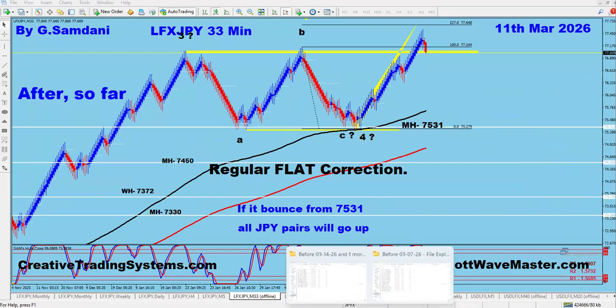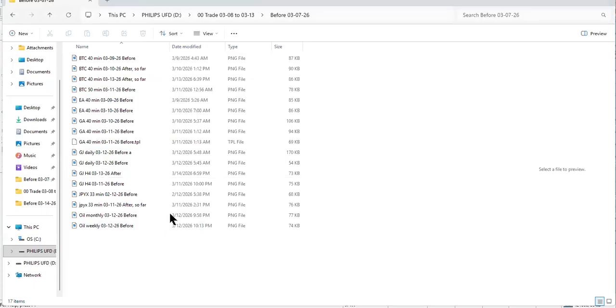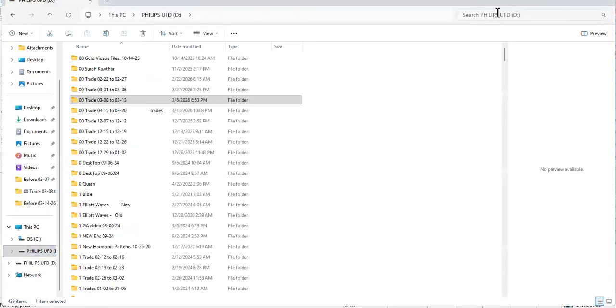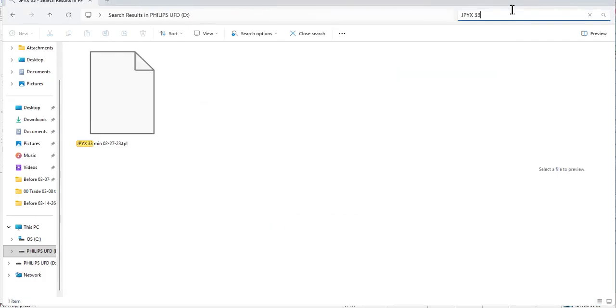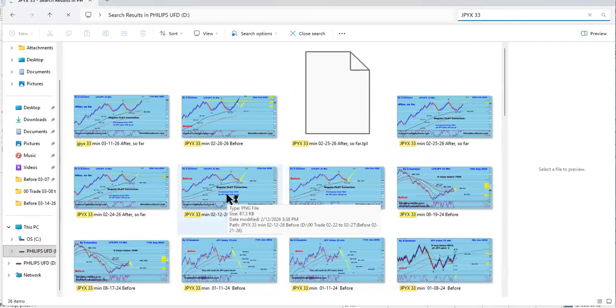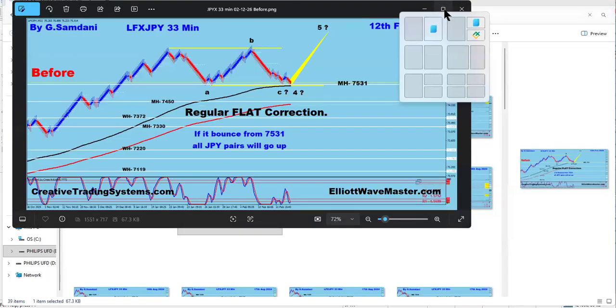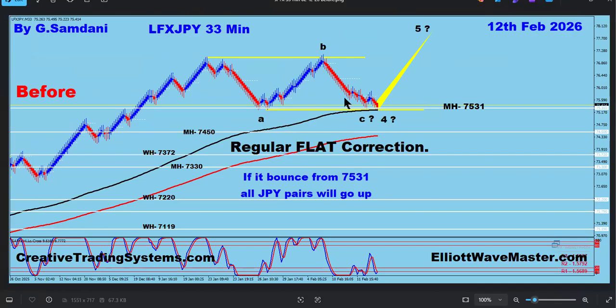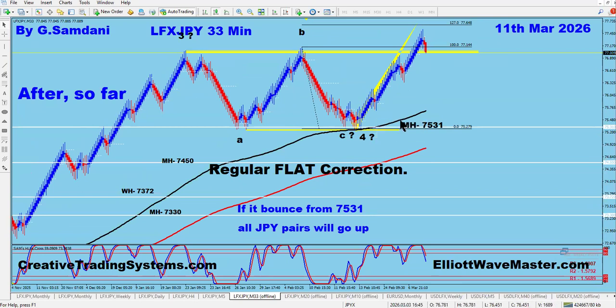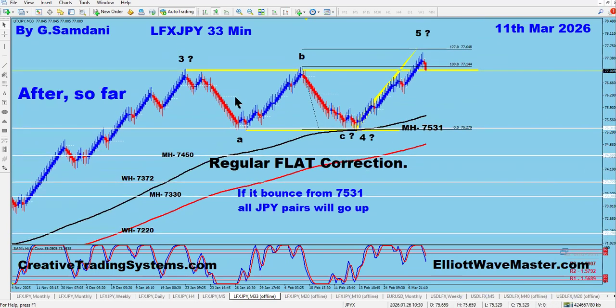Let me quickly open it for you if you have forgotten. Some of you are new here. So this was a chart I made, let's say, February 12th. This chart says ABC wave four correction, and I said we're going to be going up higher than these two highs for wave five. If you take a look here, that's exactly what we are doing, right? We already did, and we went just above these highs and are coming down now.